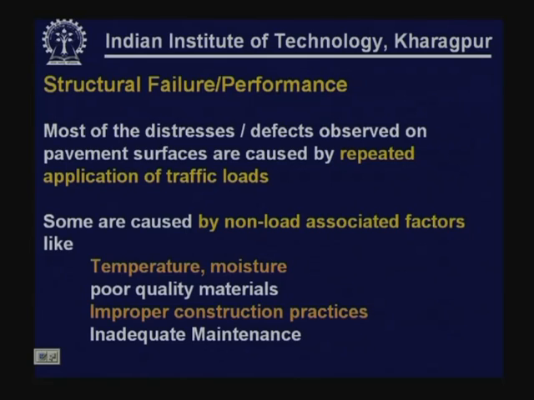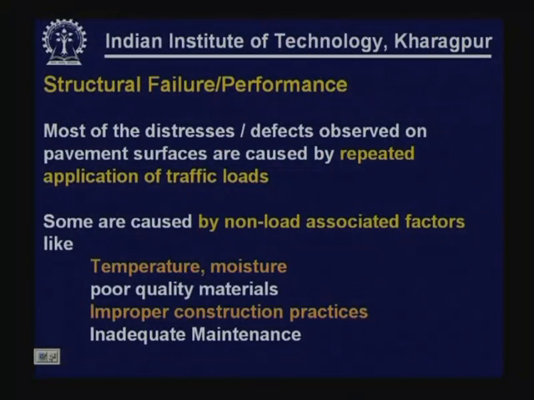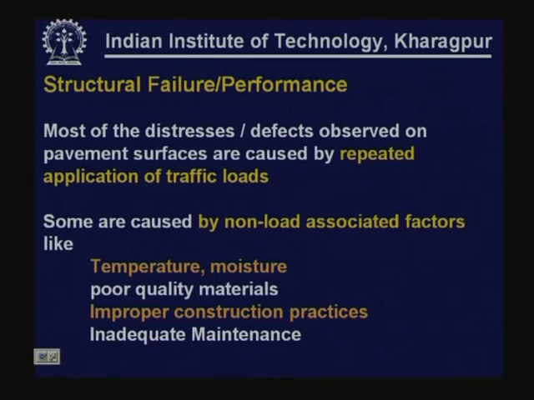Some of them are of course caused by non-load associated factors; some pavements fail even without the application of one single load. It can fail because of traffic, it can fail because of moisture, it can fail because of poor quality materials, improper construction practices and inadequate maintenance that we adopted. So, there are failures caused by load associated reasons, and there are failures that occur because of non-load associated parameters. We have to decide which of these parameters we are going to take into account when we design pavements. Is it the load associated or non-load associated parameters? Of course, we have to take all these things into account, but in what way are we going to consider these parameters?